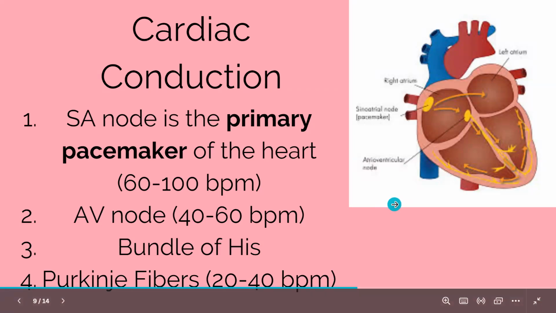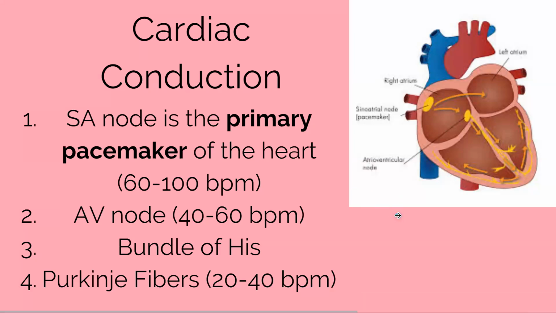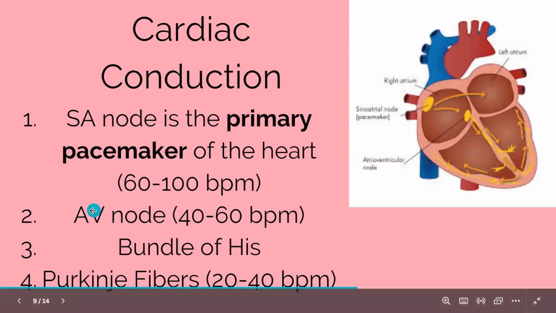So save, SAAV, save his perk, save his perk. That's the way it travels. So SA node's primary, AV node is where it reaches next, then it goes to the bundle of His, and then it goes down to our Purkinje fibers.